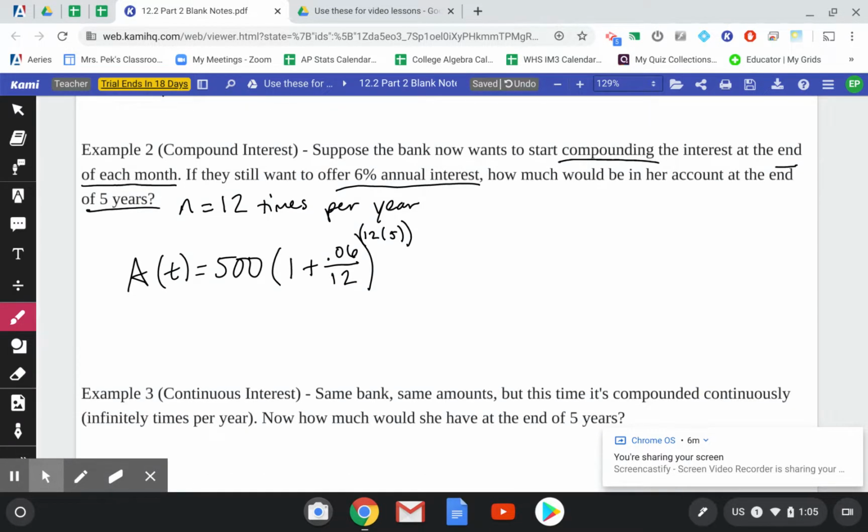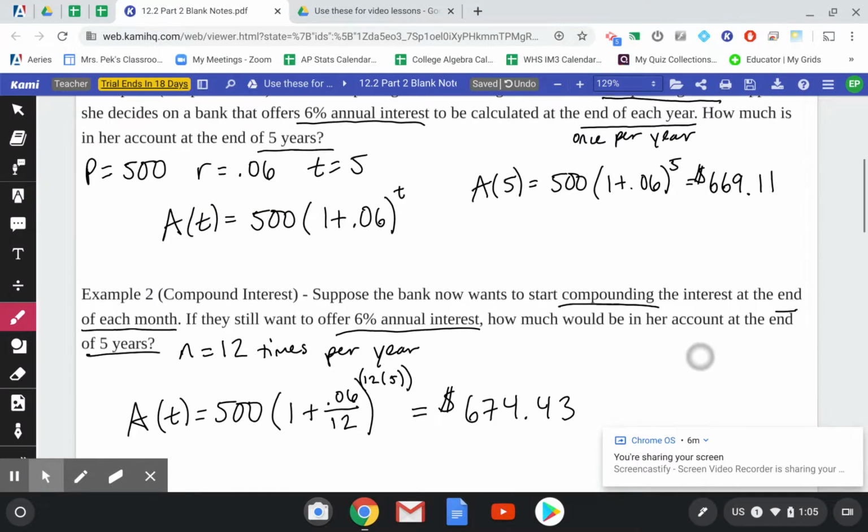So I want you all to plug this in your calculator to make sure that you're plugging it in correctly. And if you didn't get what I get, try to make sure to put parentheses around the 12 and the 5. So 500 times 1 plus 0.06 divided by 12 to the 12 times 5 power gives us $674.43. So look at that.